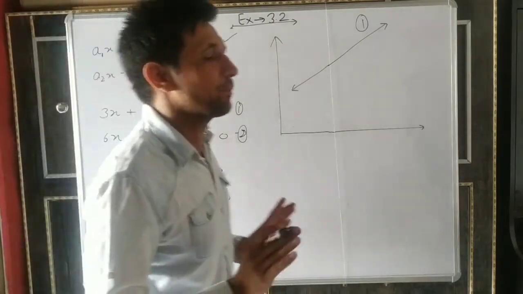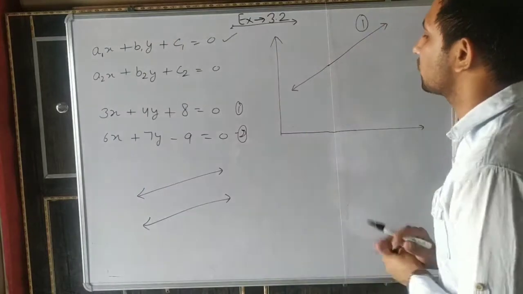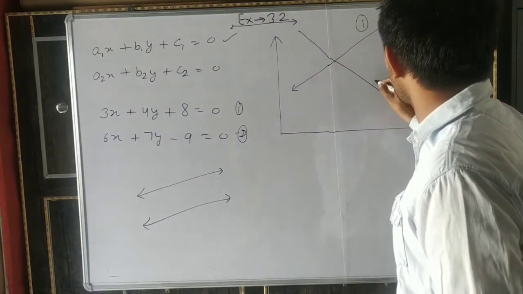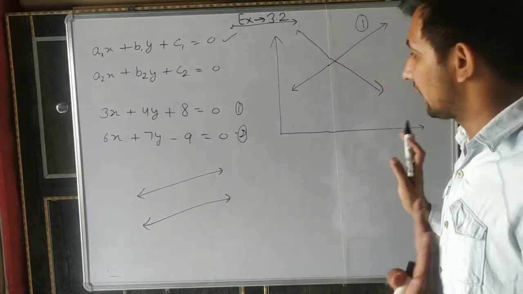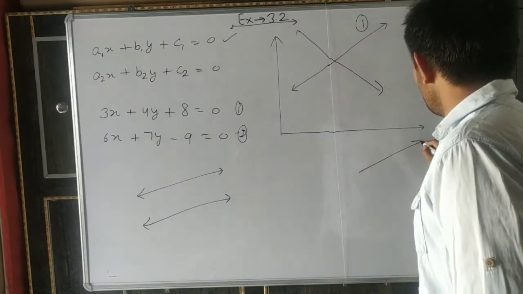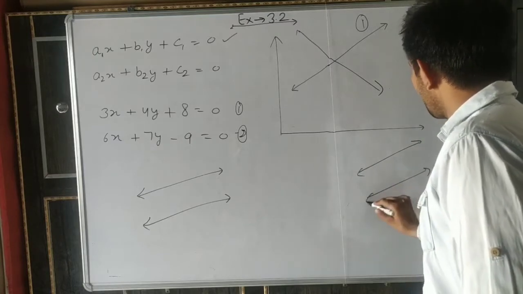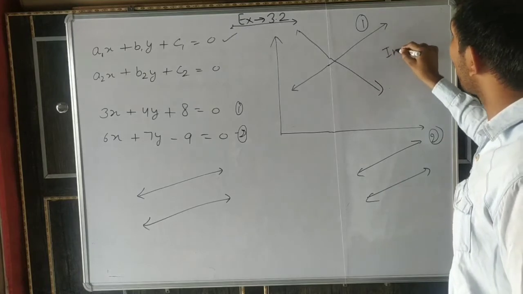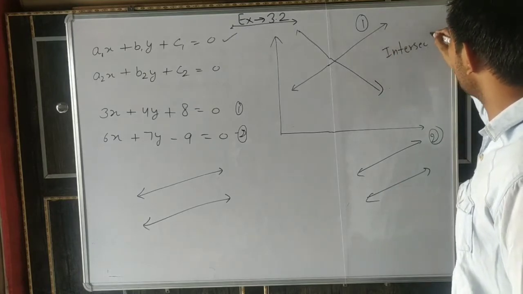So what are their possibilities? There are three possibilities. Maybe these two lines cut each other like this one. Or maybe the lines never cut each other. The first condition we will call intersecting lines, when two lines intersect each other.